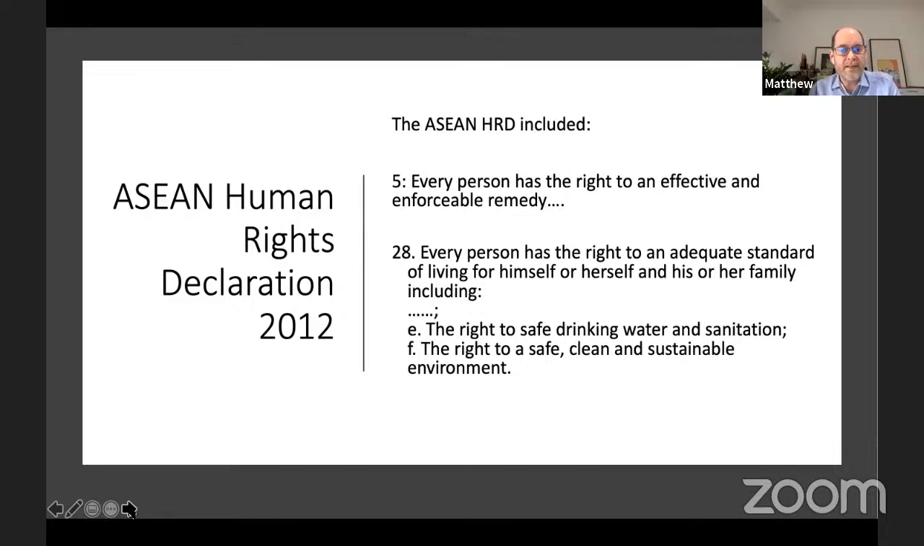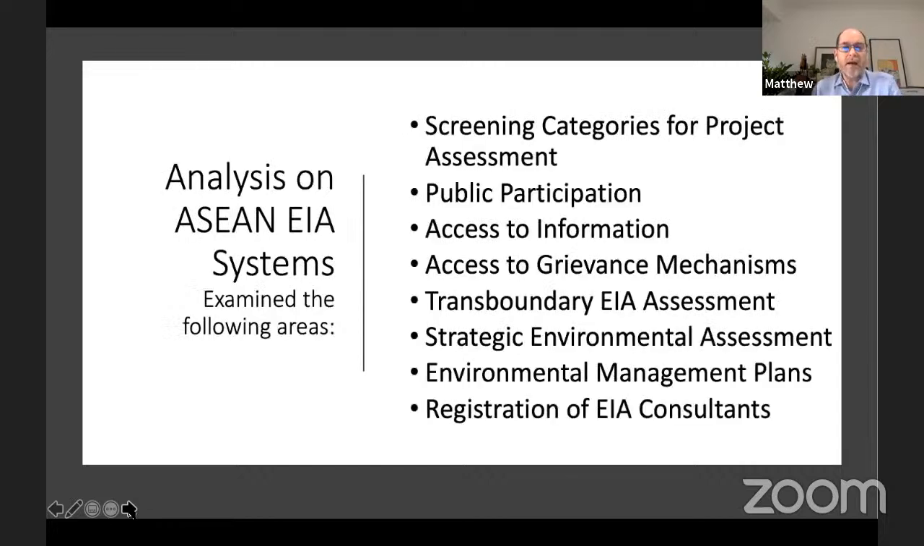And the ASEAN Human Rights Declaration, which was adopted in 2012, talks about the right of every person to an effective and enforceable remedy, which we can see is some of the same things that the Aarhus Convention and the Escazú Convention identify. It also talks about the right of every person to an adequate standard of living, including the right to a safe, clean and sustainable environment. Both the Aarhus Convention and the Escazú Agreement identify this right to a clean, safe, sustainable environment as a human right. So the focus of this analysis on EIA systems looked at these particular areas, and we can discuss these in more detail in the question and answer coming up.